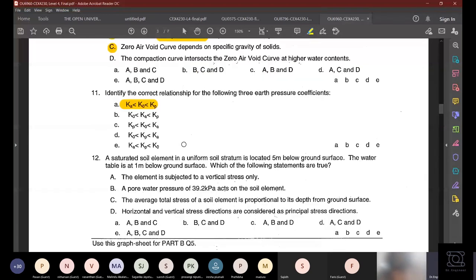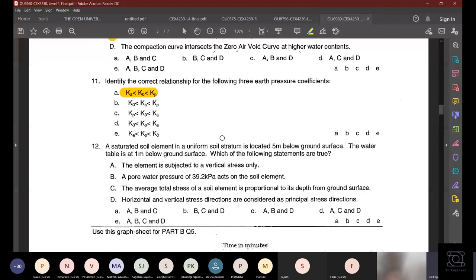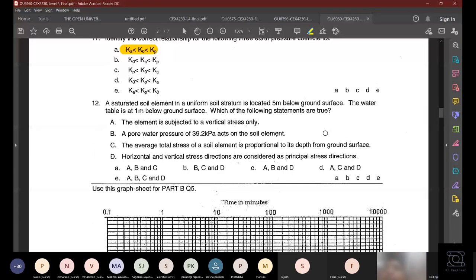So finally, the last question for today's session. A saturated soil element in a uniform soil stratum is located 5 meters below the ground surface. The water table is 1 meter below the ground surface. Which of the following statements are true? The element is subjected to vertical stress only. No. Actually, there are horizontal stresses also. There are three different states. One is active, one is passive, another one is at rest. According to the state, they will be experiencing different lateral stresses also, right? So that is actually false. Only vertical stress is a false statement.